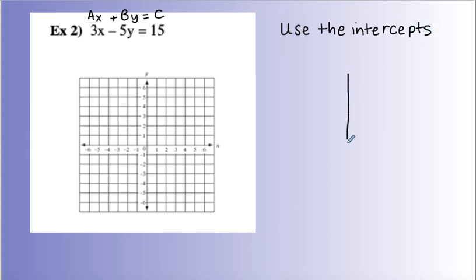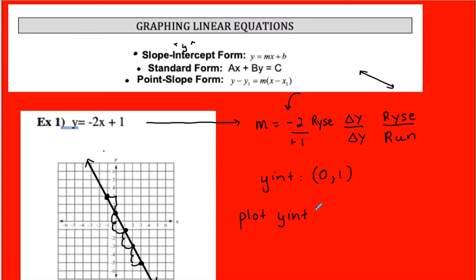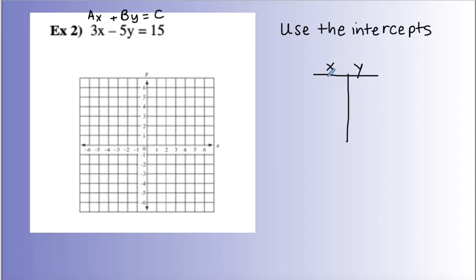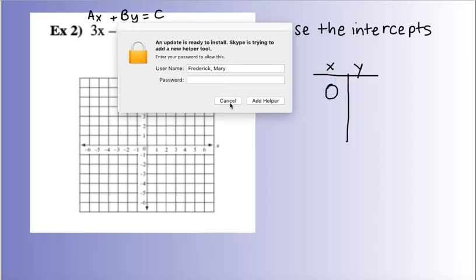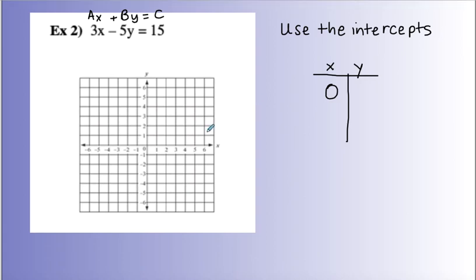Well, let's think about that for a second. I'm going to create a table of values for myself. The y-intercept, which we found in the last one, was the coordinate point (0, 1). The y-intercept is always going to be at an x of 0. So if I let x be 0 and substitute it in the equation, I'm left with -5y equals 15, so y equals -3. It's a quick and easy way to find the y-intercept.